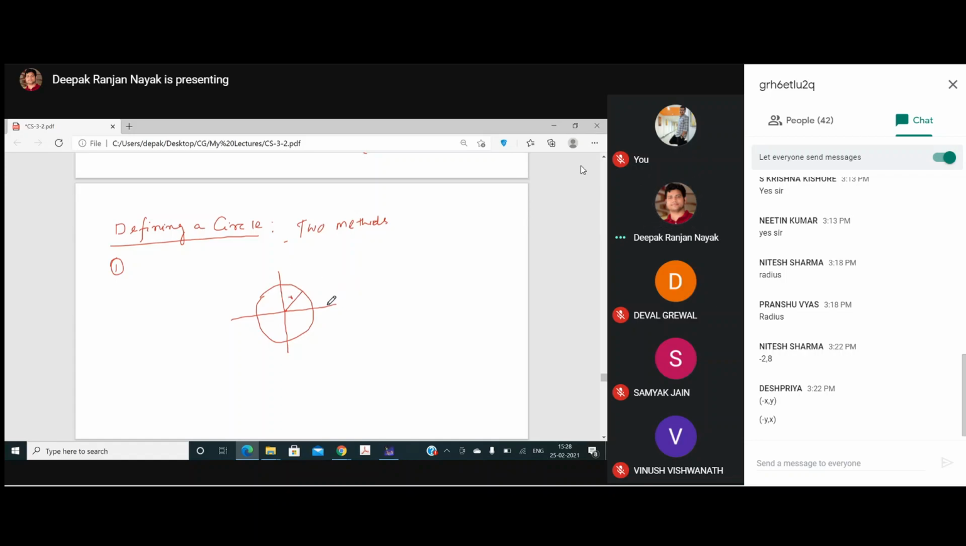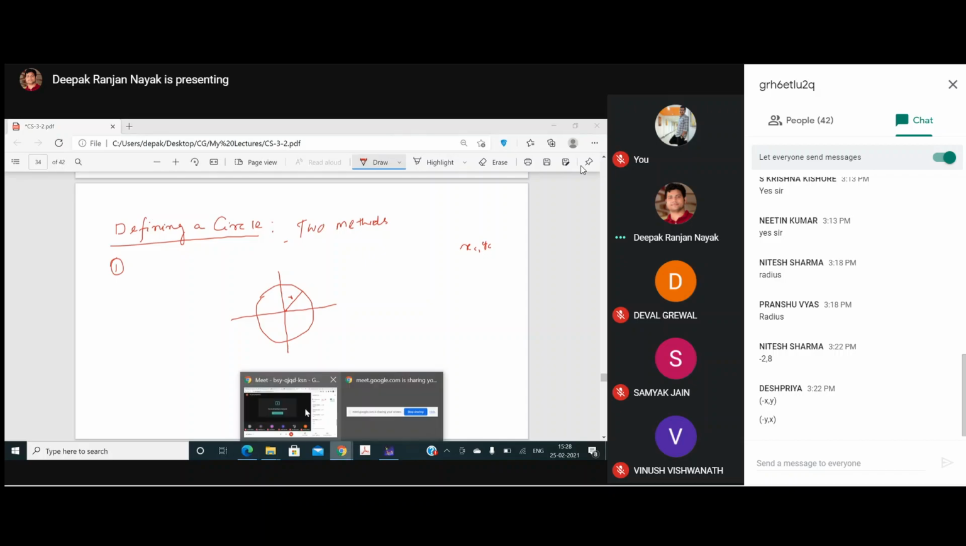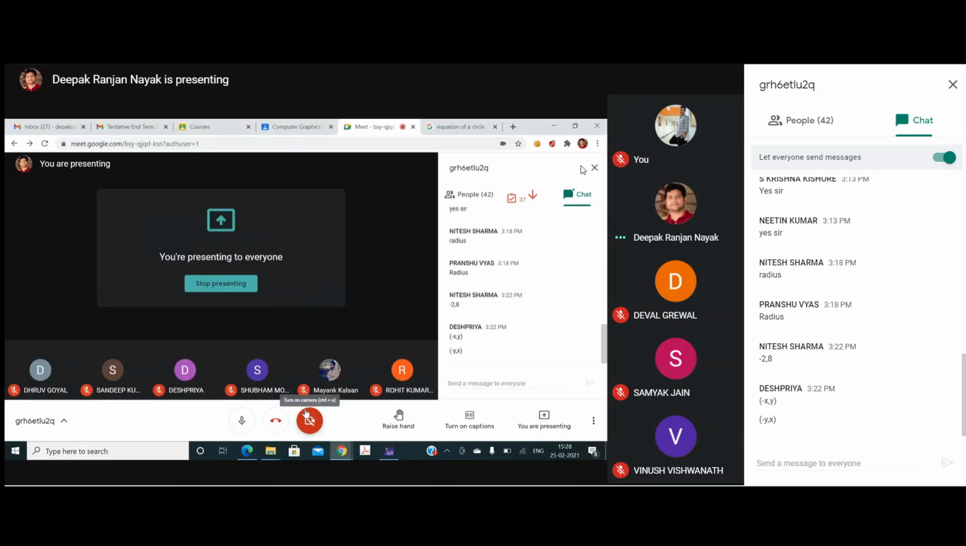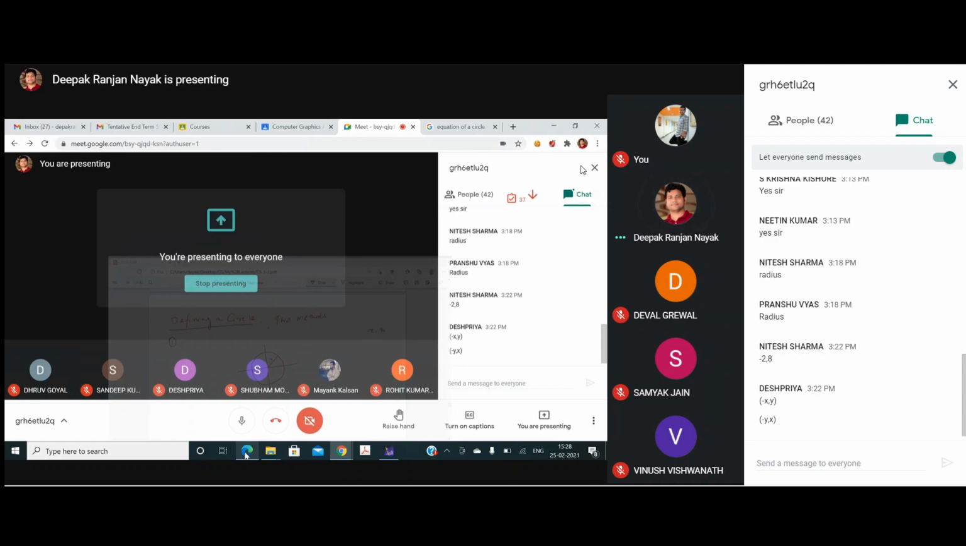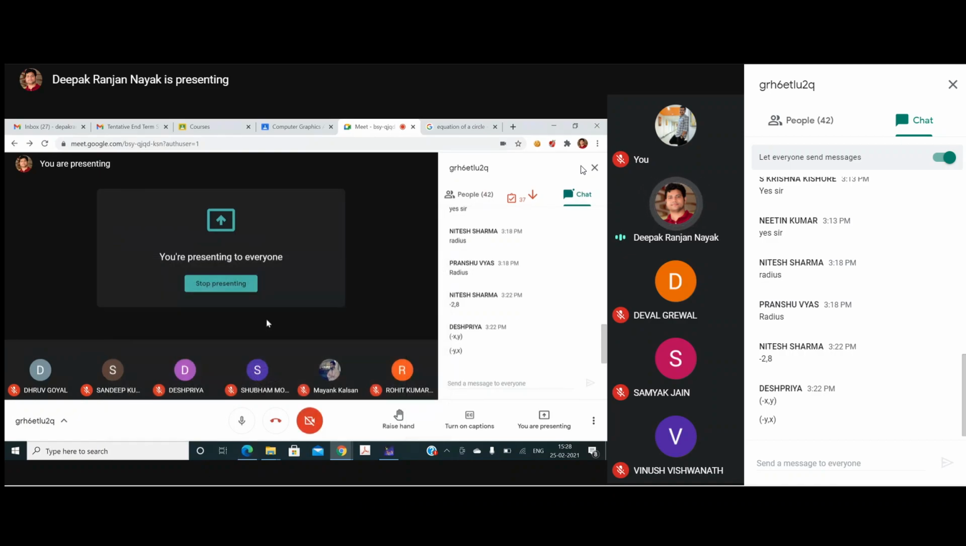So how can I define? What is the equation of a circle? Let's say the center is at 0, 0, I mean at the origin. The center may be xc, yc, then what will be the equation of a circle? Have you heard about something like (x minus xc) square plus (y minus yc) square is equal to something? How second order polynomial is used to define a circle.